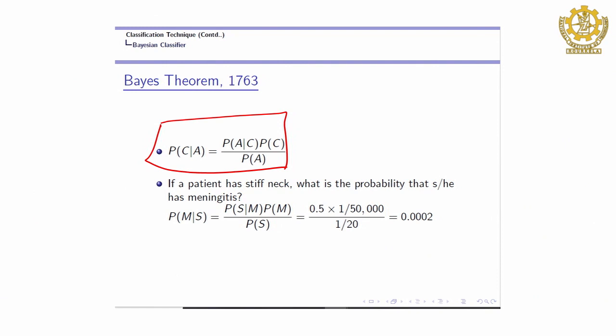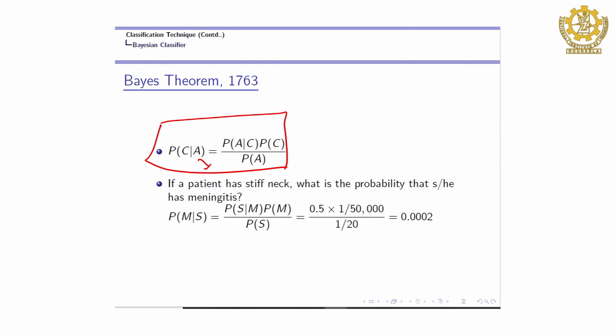What is the probability of a value of random variable C when you know that A has a certain value? This can be written as probability of A given C into probability of C divided by probability of A. Now, let us move back to the earlier example.